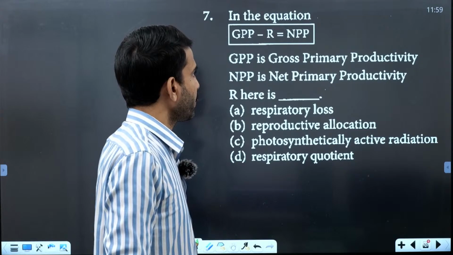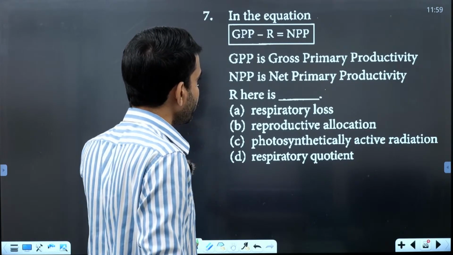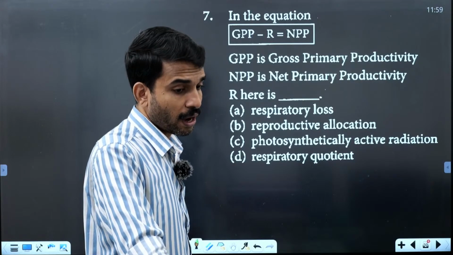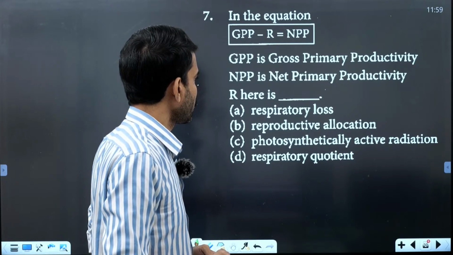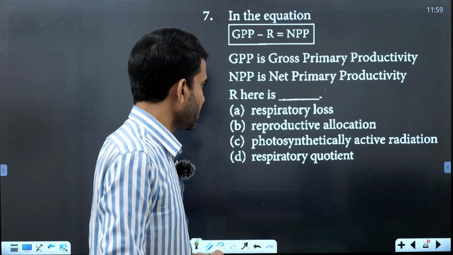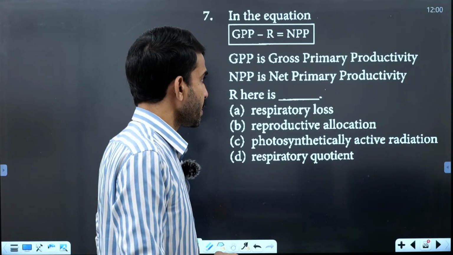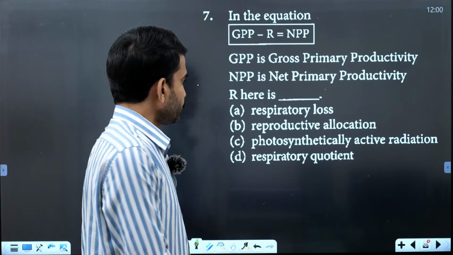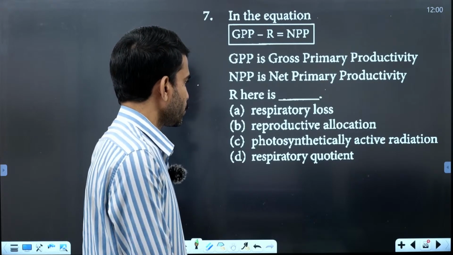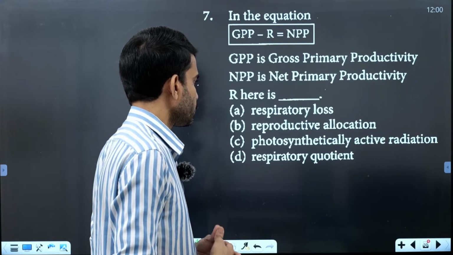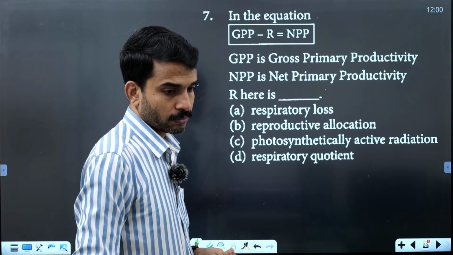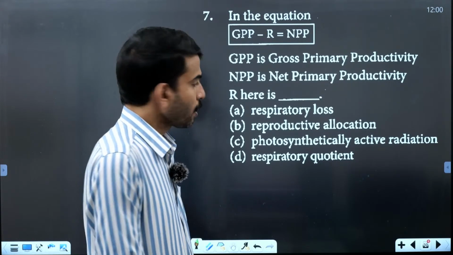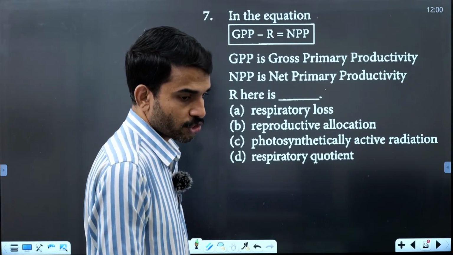In the equation GPP minus R is equal to NPP, GPP is gross primary productivity and NPP is net primary productivity, and R, what is R? A, respiratory loss, B, reproductive allocation, C, photosynthetically active radiation, then D, respiratory quotient. Okay, you have given an answer already. That's good. We'll check it.